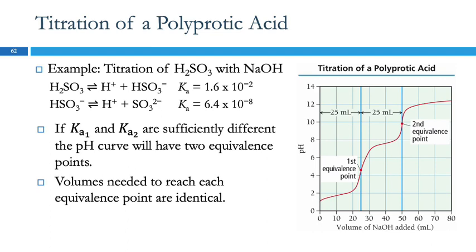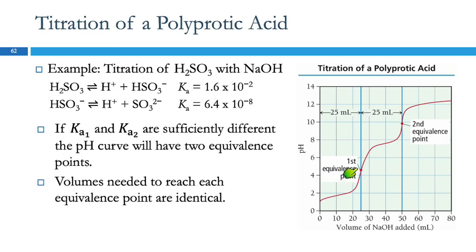So what about polyprotic acids, diprotic or triprotic? So here we're going to look at sulfurous acid being titrated with sodium hydroxide. And we have sulfurous acid losing 1 proton, and that has a Ka, and losing a second proton, and that has a Ka, which is smaller. If the Kas for the 2 steps are sufficiently different, you will get 2 equivalence points. If they are too close, though, it'll just kind of merge together and look messy.